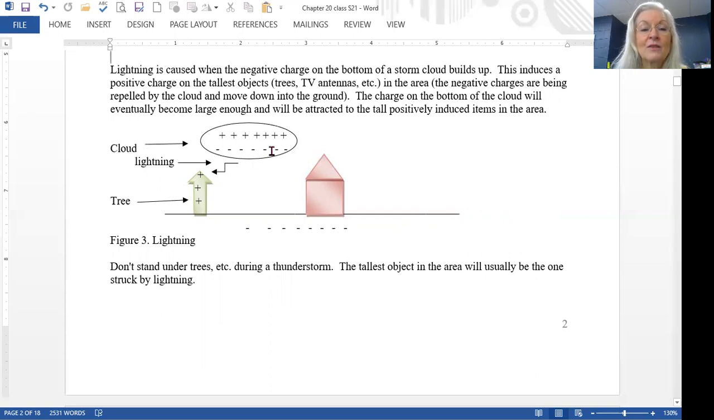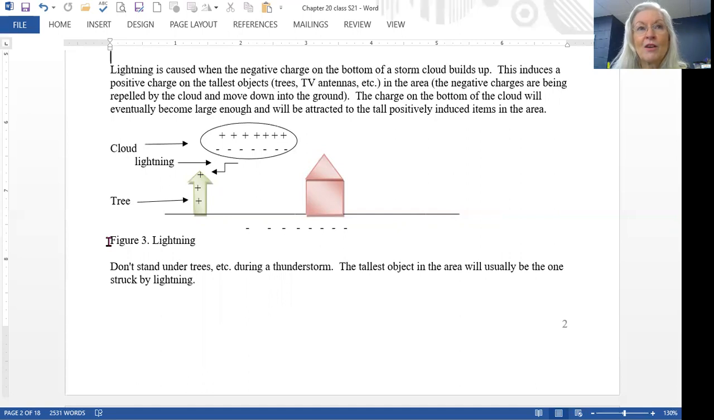And so the electrons in the cloud are attracted to the positive charge on the tall objects, and the end result is a bolt of lightning. Now, why am I even mentioning this? Well, it is important to remember that you don't want to be the tall object in the area during a thunderstorm.